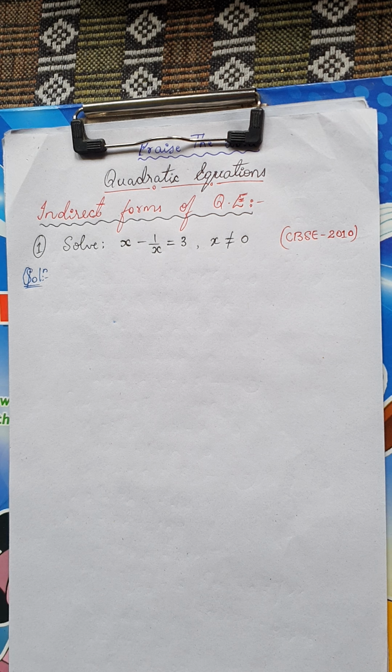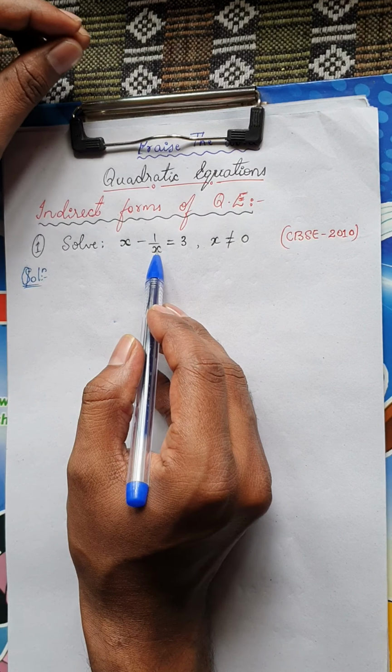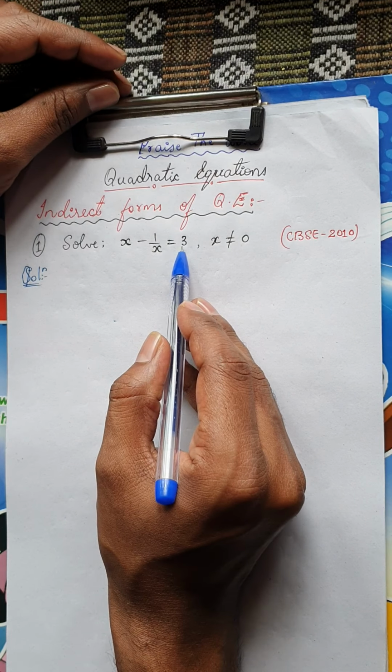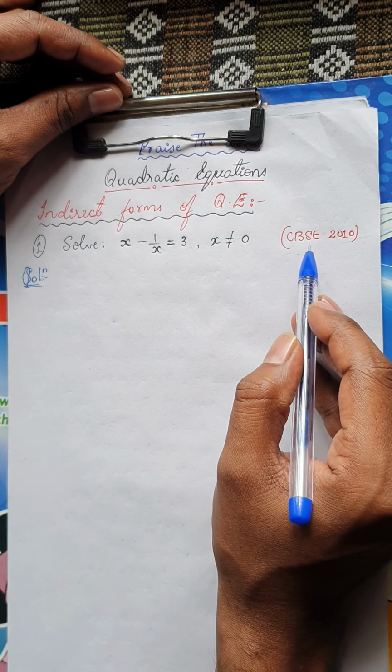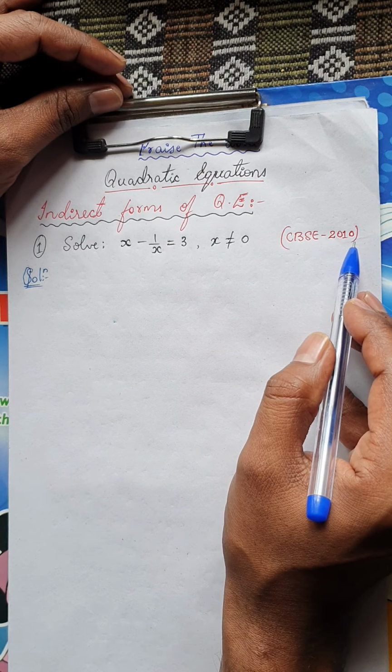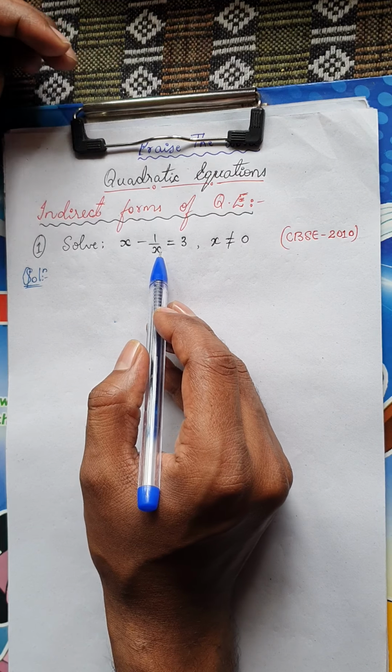Now consider the first equation. The equation goes like this: x minus 1 by x is equal to 3. Here x is not equal to 0. This question was asked in CBSE 2010. Okay, now how to solve this?